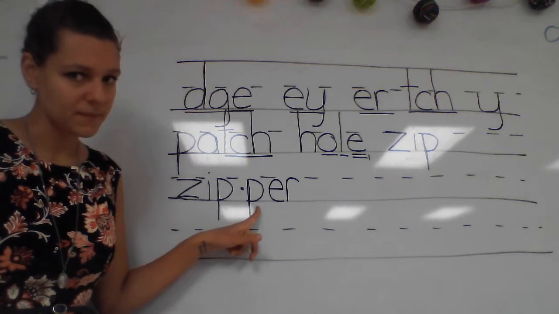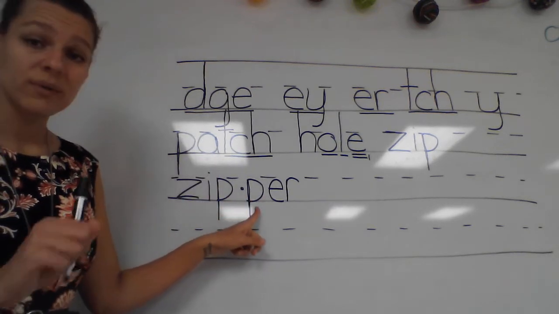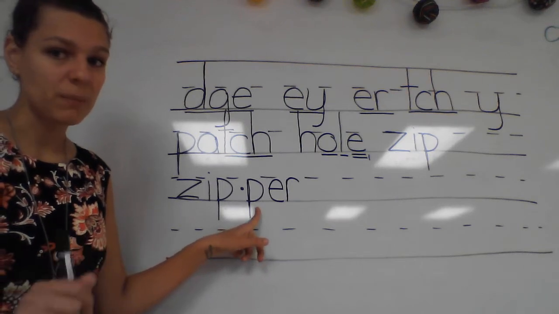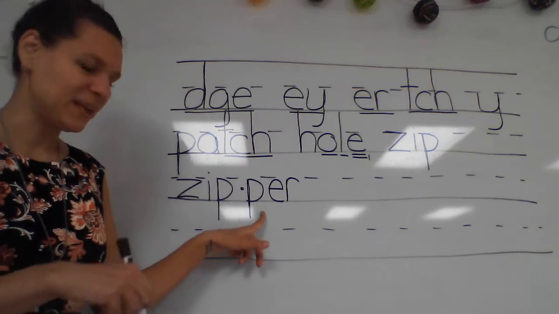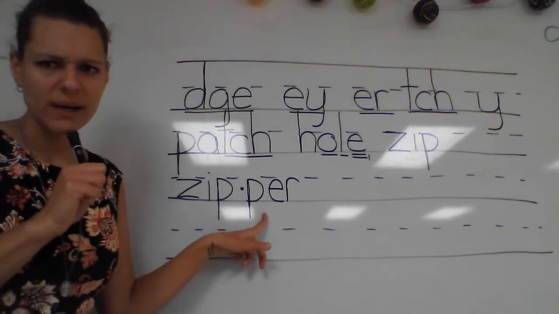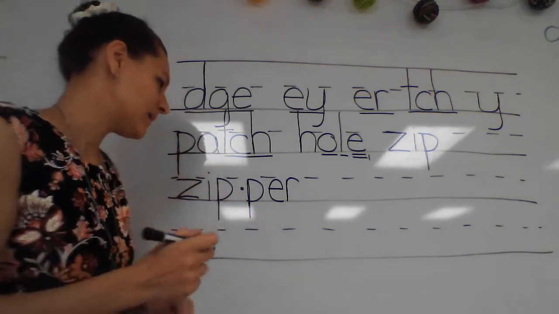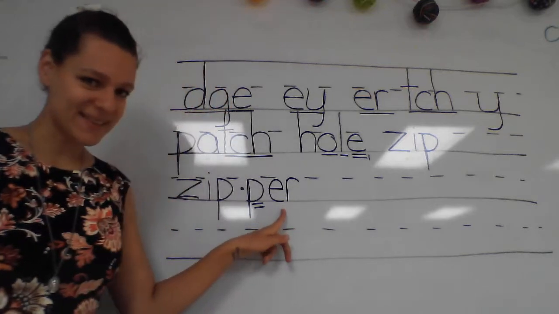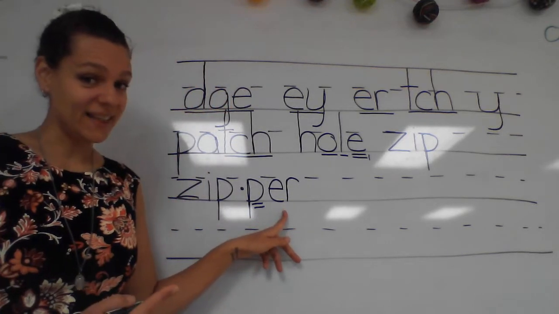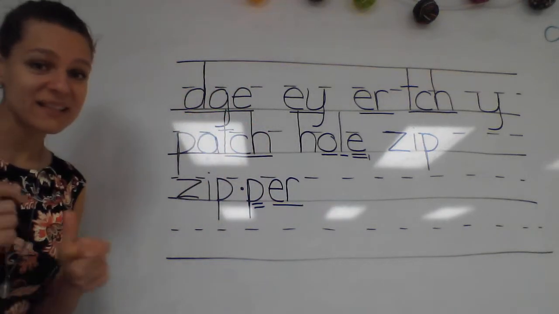How about this one? All right, you may remember when we're speaking, I don't say zip-per, I just say zipper. We only hear one p, that means this is silent. What do I do to any silent letter? Excellent. Double underline it. And how about this? Yep, we need to underline the er of her. All right, let's read our word.